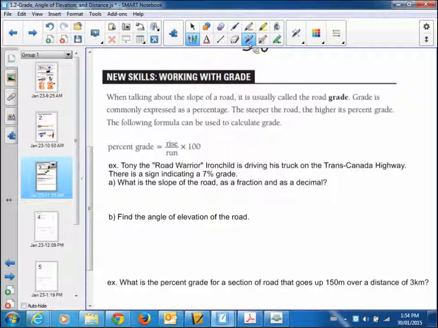We're talking about the slope of a road. We call that the road's grade. Grade is commonly expressed as a percent, like a 10% grade. If you're driving through the mountains, you'll see a warning, 10% grade or something like this, depending on how steep it is. The steeper the road, the higher the percent. The formula to calculate grade is you do the slope, the rise over the run, and then you multiply by 100 to make it a percent. That's percent grade.